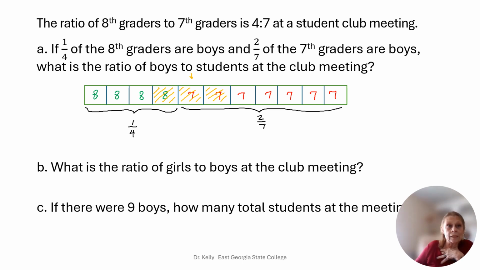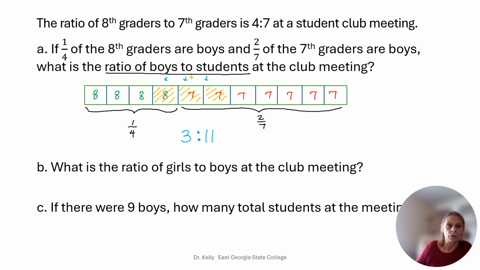So, it says, what's the ratio of boys to students? Well, we have 3 boys, and it's not to girls, and it's not to 8th graders, and it's not to 7th graders, it's to students. And how many students, how many groups of students do we have? We have a total of 11 groups of students. Now, just for fun, what would the ratio of girls to boys be?